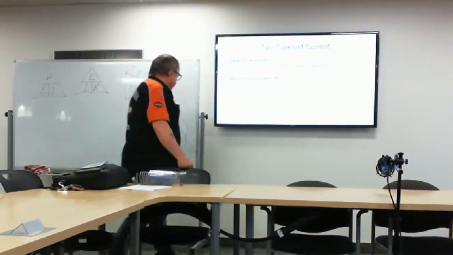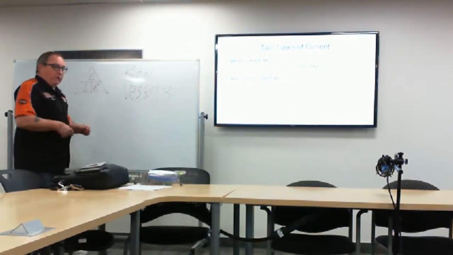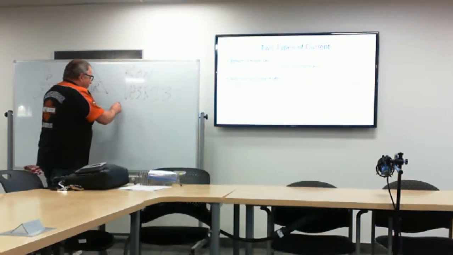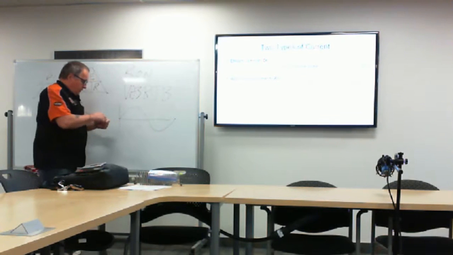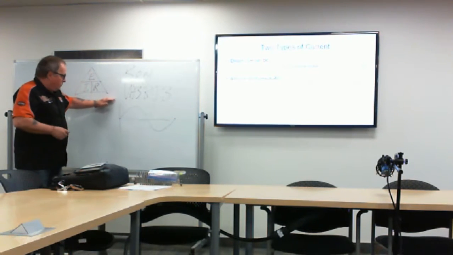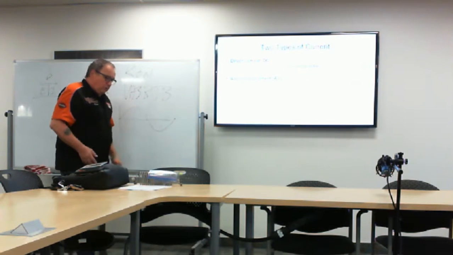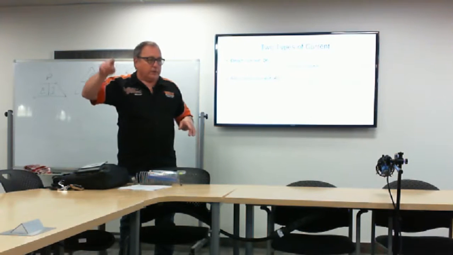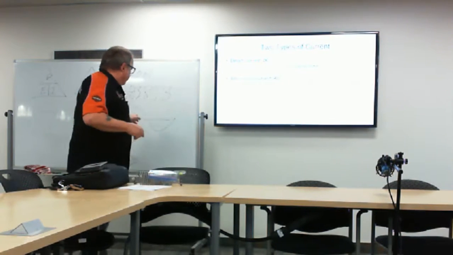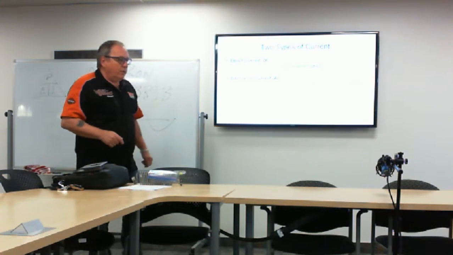Now, if you look at a wave diagram of AC, it looks something like this. This is voltage, this is time. Our power in the city is 60 cycle, which means 60 times a second it's going to go through one of those complete cycles, or 120 times a second it's going to change direction. This is important.